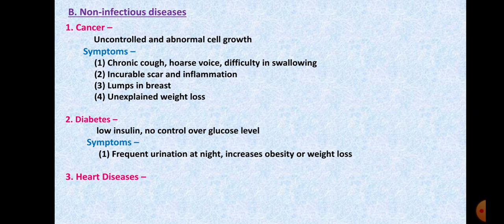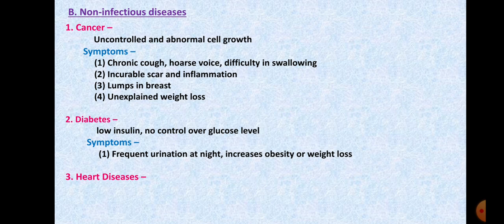The symptoms of diabetes are frequent urination at night. Every now and then the person goes for urination. Obesity, that is the increase in body weight and fat, or weight loss. Either weight increase takes place or weight loss takes place.